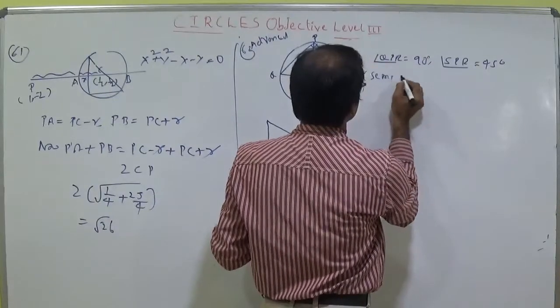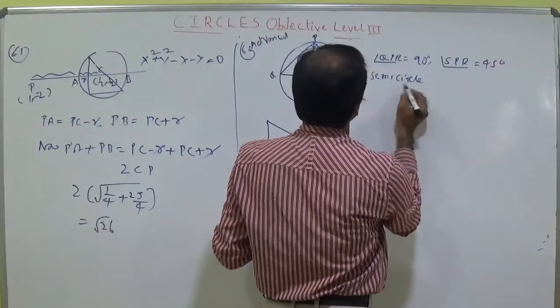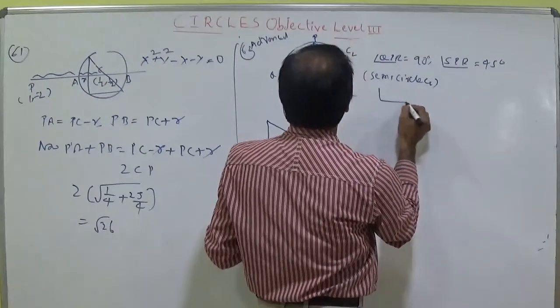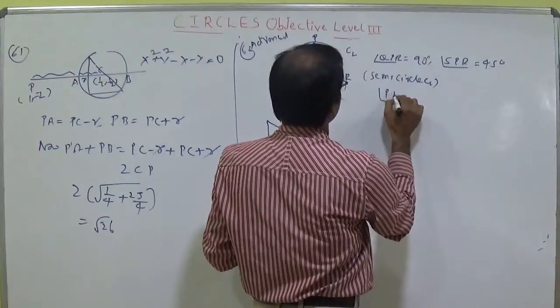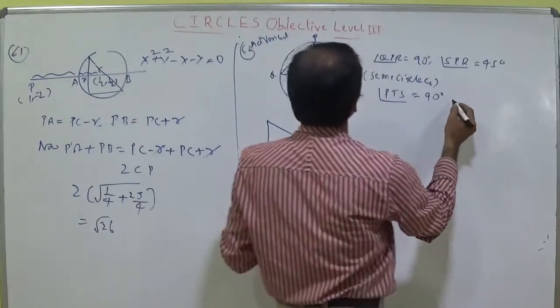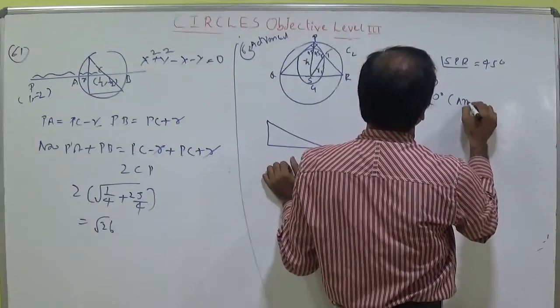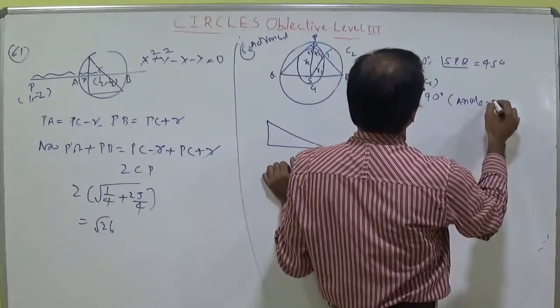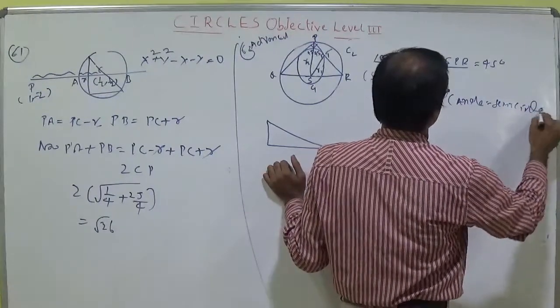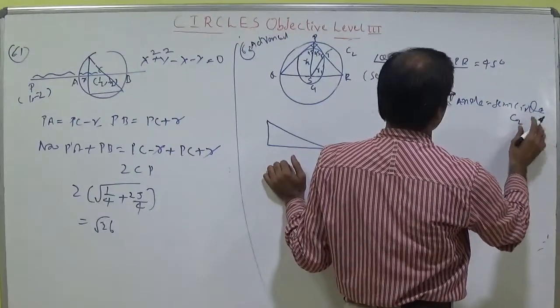That explanation is semicircle C2. Semicircle C2. Next, angle PTS. Angle PTS is equal to 90 degrees. That explanation is angle in semicircle. Angle in semicircle C2. No, it is C1.